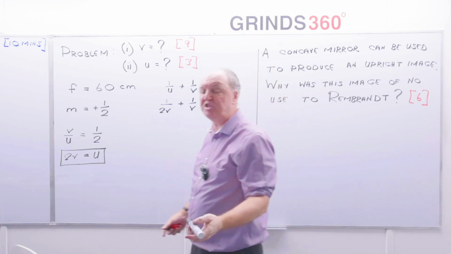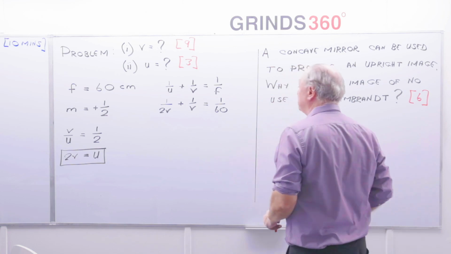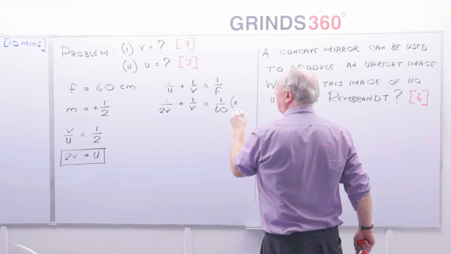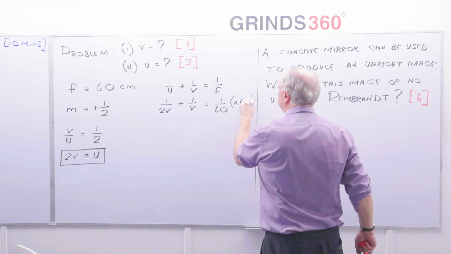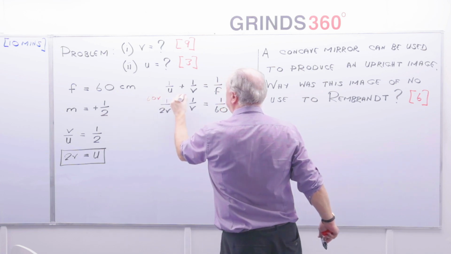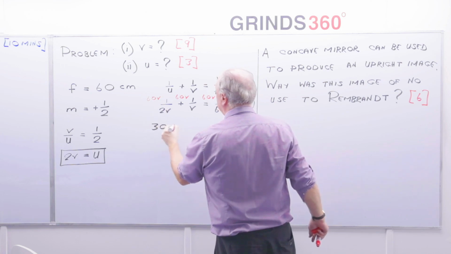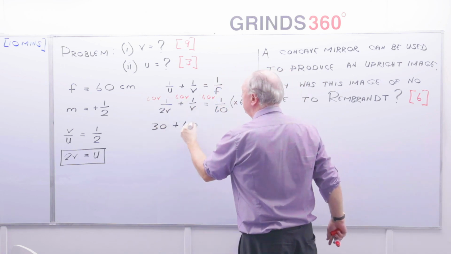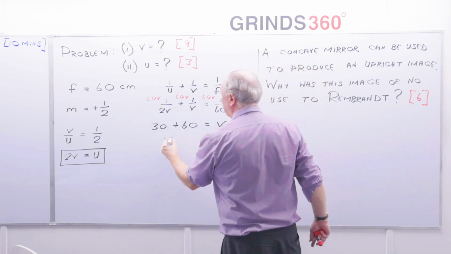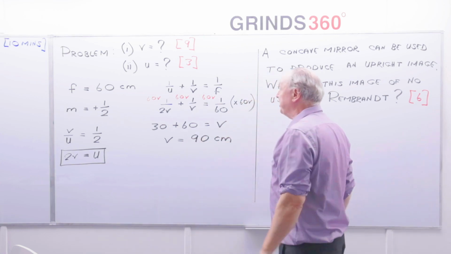So now I've got an equation just with one unknown in it. I'm just missing the V. So I'm going to multiply right across by some number that will get rid of all those fractions. I'm going to multiply right across by 60V. So 60V, multiply each term by 60V. So 2V into 60V, 30, plus V into 60V, 60, is equal to V. So V is plus 90 because it's a real image. It'll be 90 centimeters. So that's part 1.